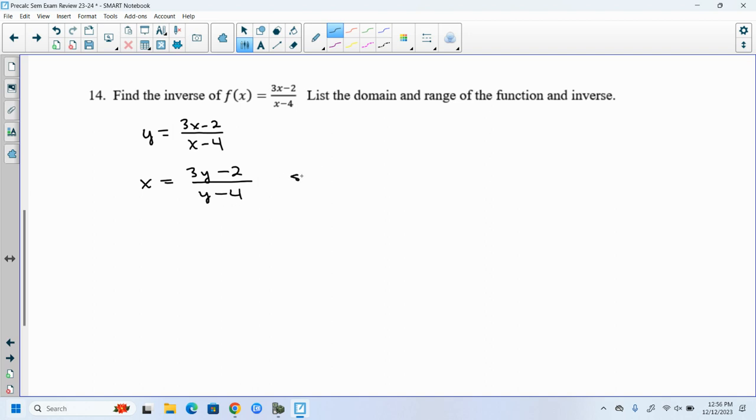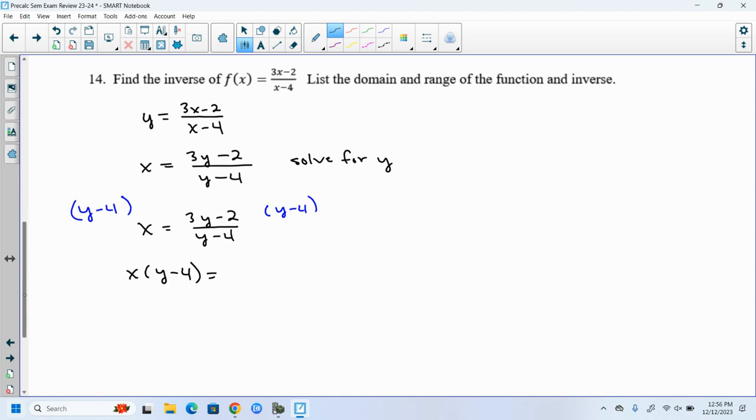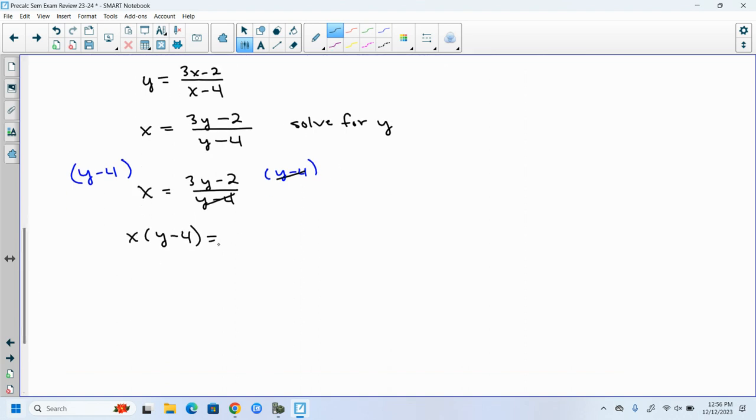We now need to solve for y. All right, we got 2 y's here. We got a y in the denominator. Easiest way to do this, or what we have to do, is to get rid of this denominator. Multiply both sides by y minus 4. So that will give me x times y minus 4 equals. Now on this side, those cancel, and you're left with 3y minus 2. All right, distribute your x.